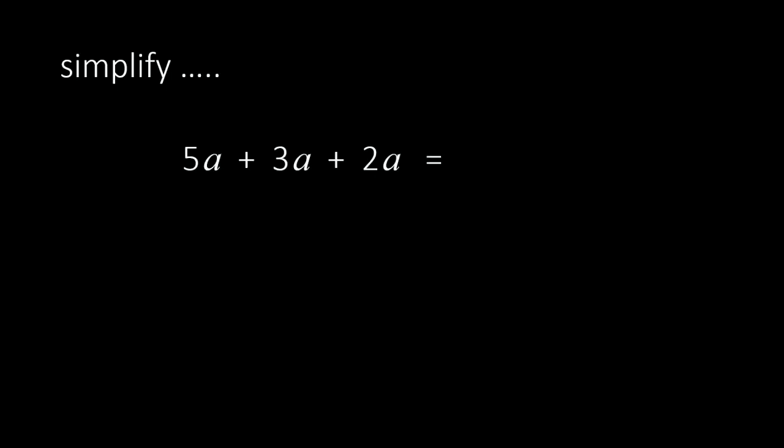So say we had that: 5a plus 3a plus 2a. Well, they're all a's, and we've got 5 of them, and 3 of them is 8 of them, plus 2 of them, 10a. We've simplified it. We've written less. It's easier to understand.